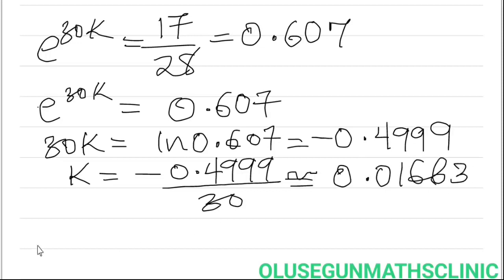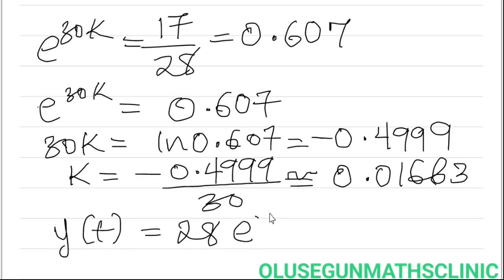So now, the original equation for y of t will give us 28 exponential minus 0.01663t. So therefore, we are able to see the exact equation of the temperature change, y of t, to give us 28 exponential minus 0.01663t.